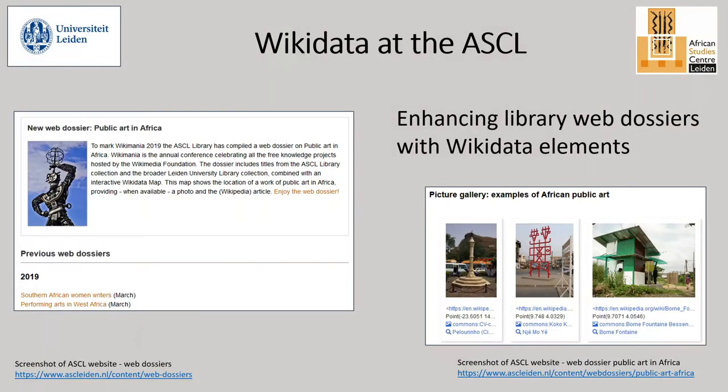So I will talk about our experiences with incorporating Wikidata elements to our web dossier. A web dossier, our classical web dossier, consists of three parts: an introduction to the subject, mostly written by one of our researchers, a selection of titles, both books and articles from our collection, and the third part, an annotated list with links to electronic resources. And this year, we added a fourth part to our web dossiers, which is the Wikidata element.